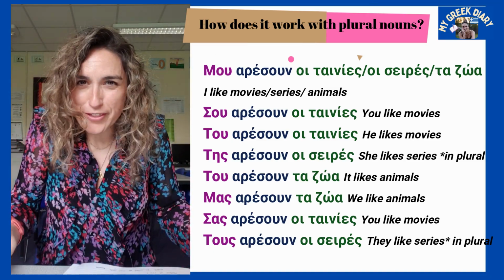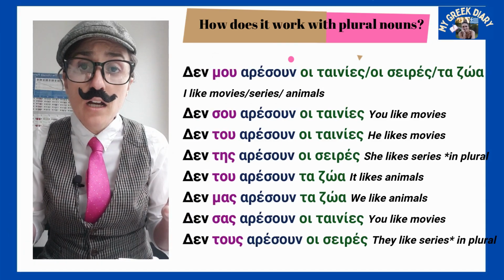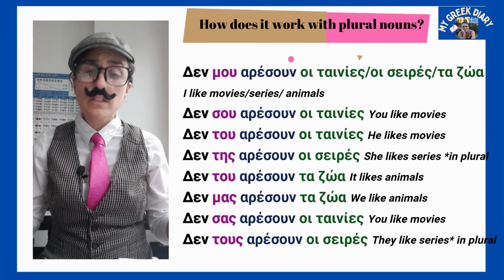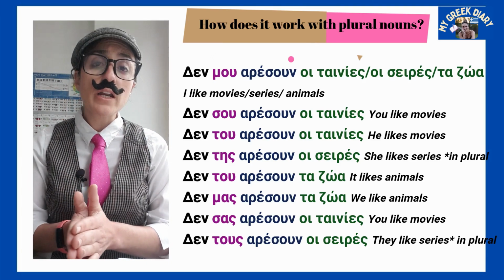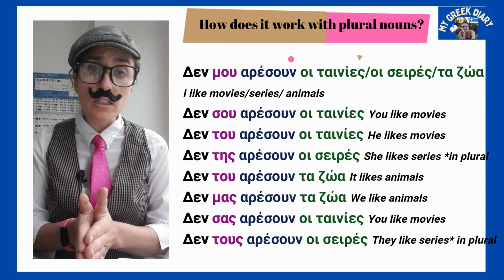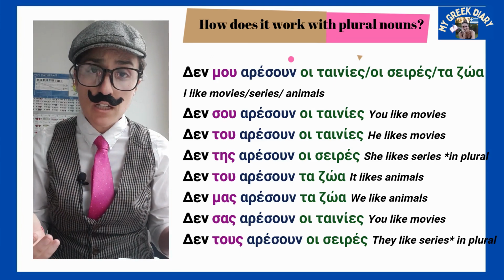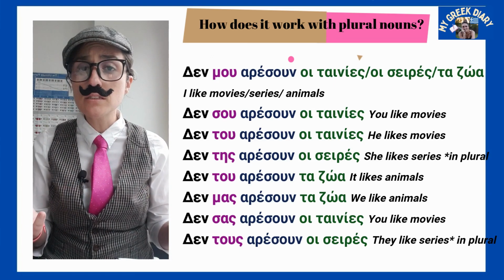How is it gonna work for the negative? It's the same. You just put δεν. Δεν μου αρέσουν οι ταινίες. Δεν σου αρέσουν οι ταινίες. And so on.